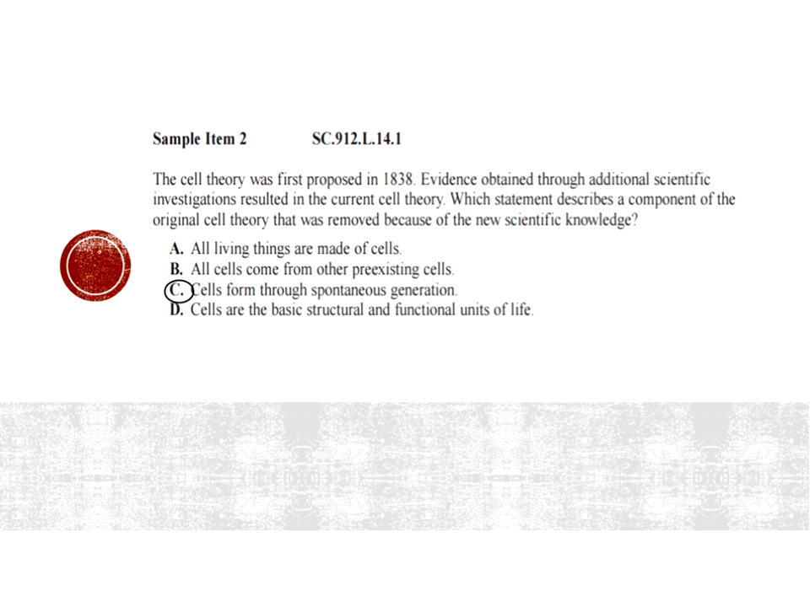Correct. C is false. Excellent. C is the incorrect one. This one was removed from the cell theory because cells do not form through spontaneous generation. That was discovered from Pasteur. He did an experiment that showed that spontaneous generation does not happen, that cells have to come from other pre-existing cells.